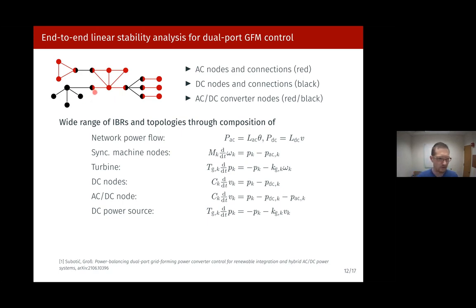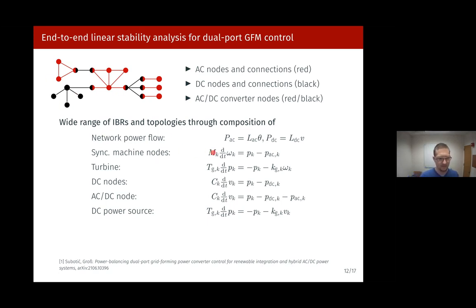And then we have conversion nodes, which are these red-black objects here, which convert between the 2 worlds. And on the conversion nodes, we're basically deploying these universal controls that I've shown you, these dual port grid forming controls. And then we have a library of different devices here. So all of this is small signals. So we used the DC power flow approximation for the AC network, and a similar approximation for the DC network. The power flow depends on all the different node voltages here.